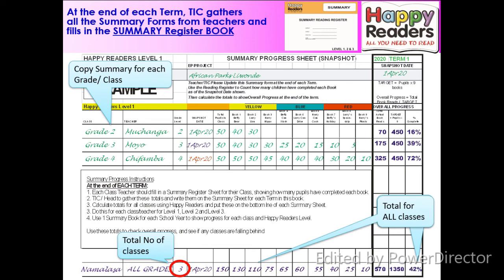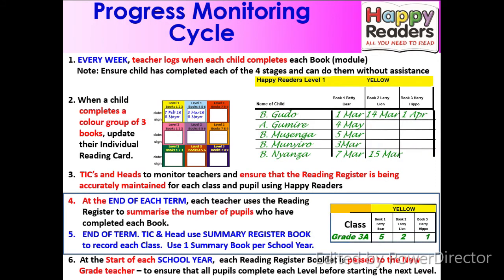Okay, so that summarizes that, and then eventually the education coordinator will be going around each of the schools and gathering this information for the schools. So it's a progressive summarization process. So let's look at the overall project progress monitoring cycle.